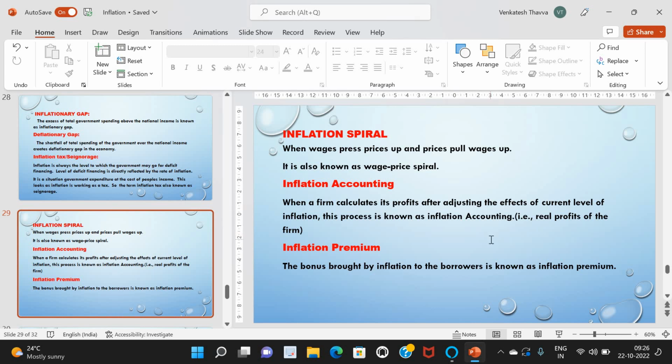Next, coming to inflation premium. What is inflation premium? The bonus brought by inflation to the borrowers is known as inflation premium. Inflation premium refers to the extra compensation demanded by investors for holding an asset sensitive to changes in realized inflation as well as inflation expectations. This is about inflation premium.